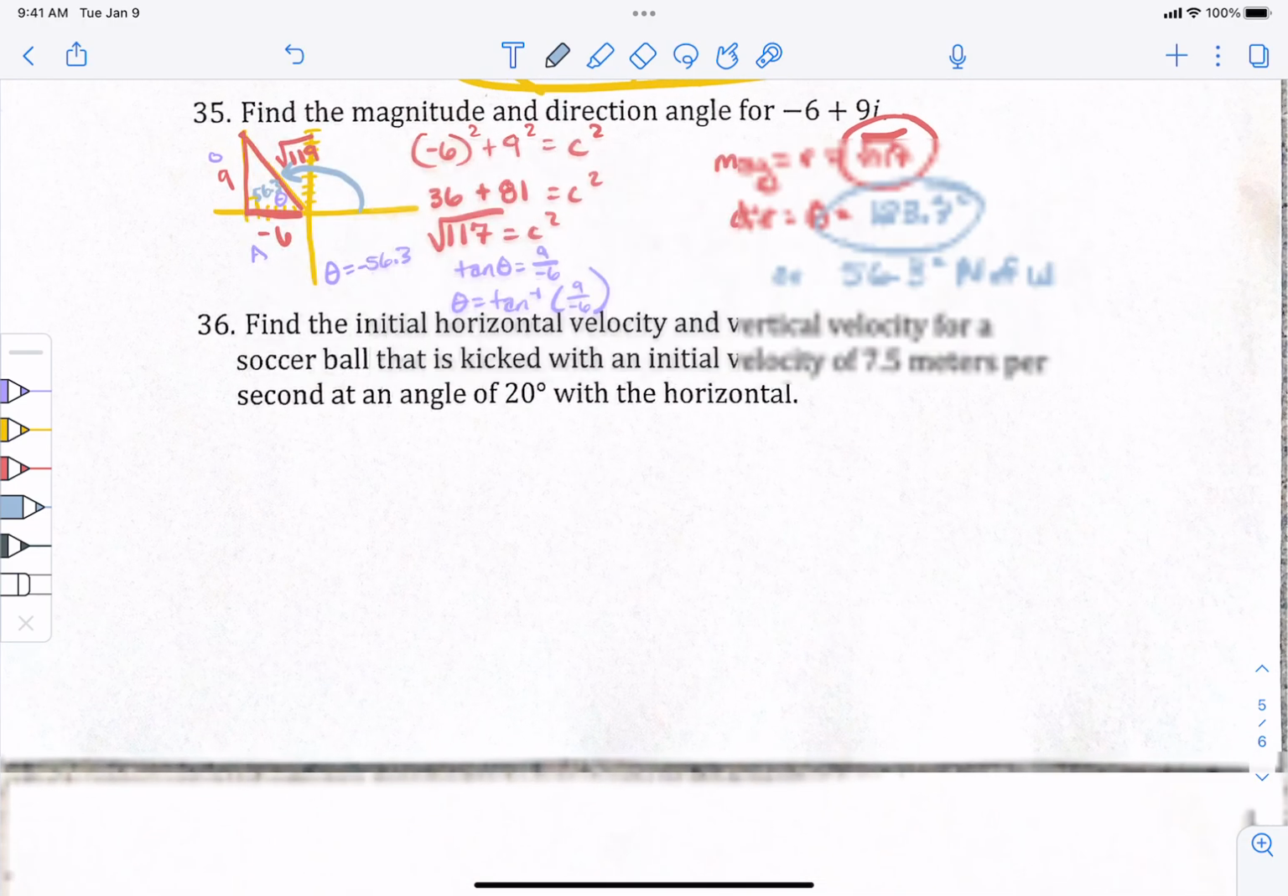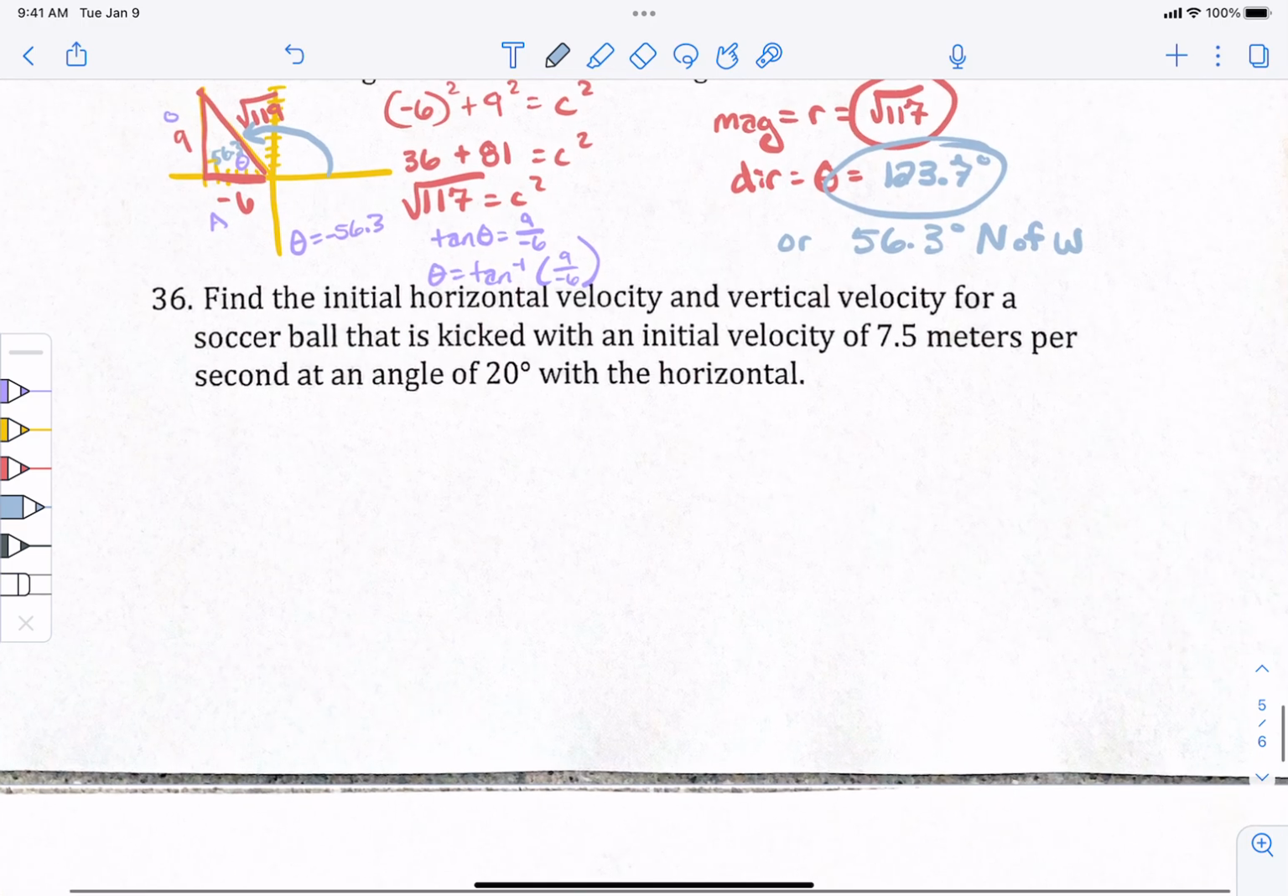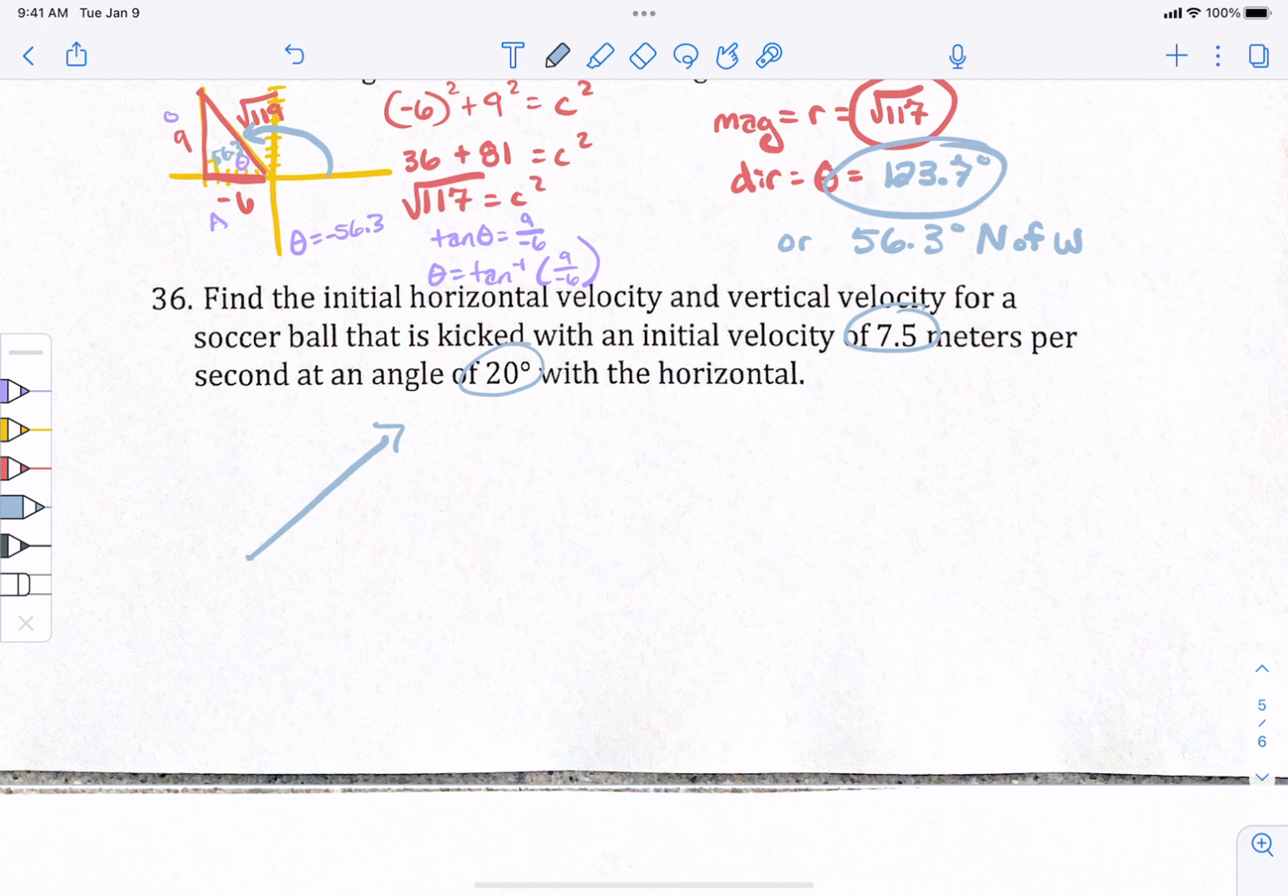Okay, 36, find the initial horizontal velocity and vertical velocity of a soccer ball that is kicked with a velocity of 7.5 at an angle of 20 degrees. Okay, let's map out what this looks like. A 20-degree angle with the horizontal is 20 degrees here, and it's going 7.5 meters per second.